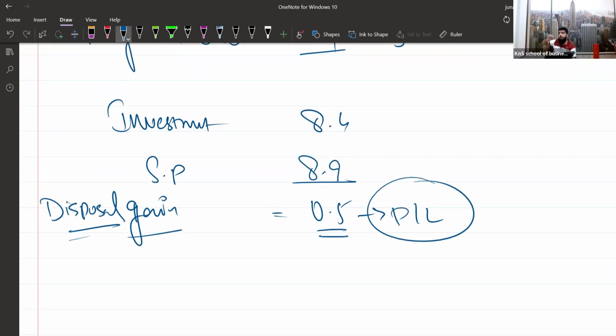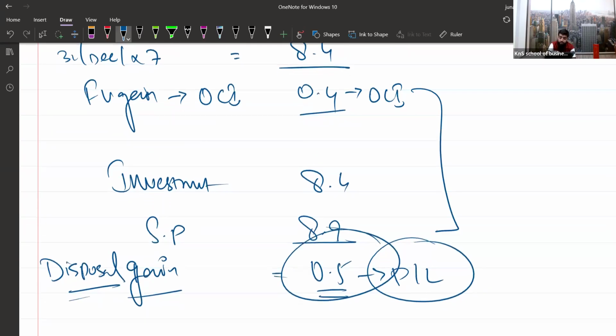So the amount of gain or loss that will be recognized in the statement of profit and loss and other comprehensive income is 0.5 million, and it's not 0.9 million. Yes, if the examiner had asked what amount of fair value gain or loss should have been recognized, the answer would have been 0.4 million.